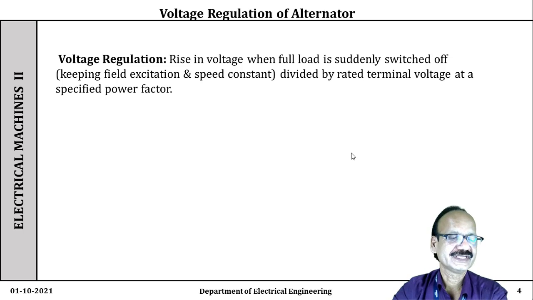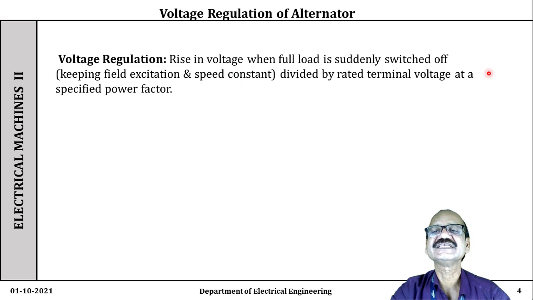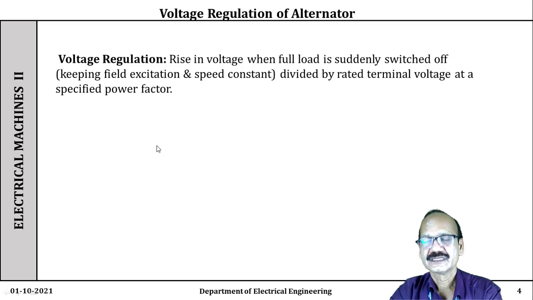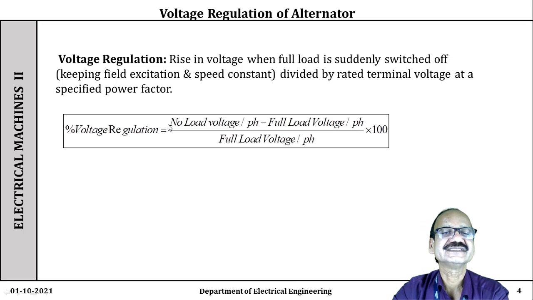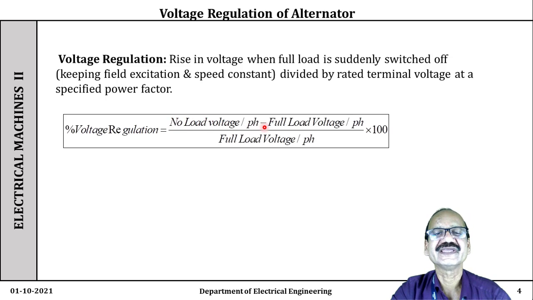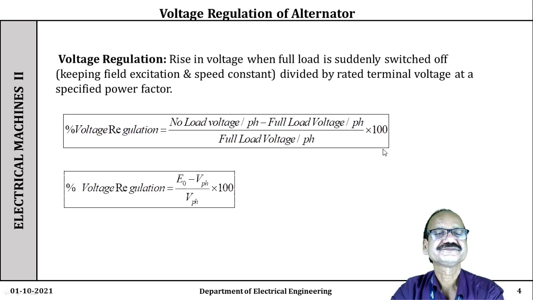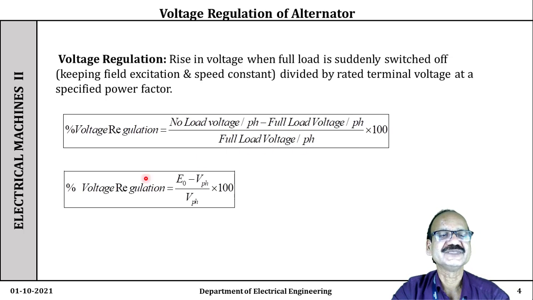Now what is the voltage regulation? Voltage regulation is the rise in voltage when full load is suddenly switched off, keeping the field excitation and speed constant, divided by the rated terminal voltage at a specified power factor. Thus the voltage regulation is the no load voltage per phase minus the full load voltage per phase, divided by the full load voltage per phase, multiplied by 100. This can be shown symbolically. The percentage voltage regulation equals (E0 minus VPH) upon VPH into 100, where E0 is the no load voltage per phase when the load is switched off, and VPH is the rated voltage.